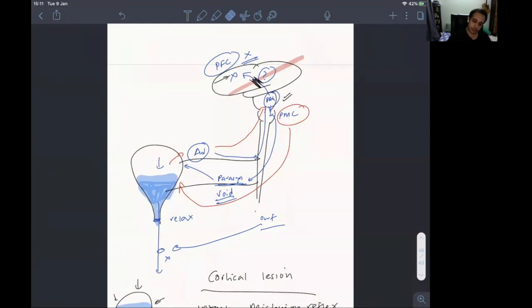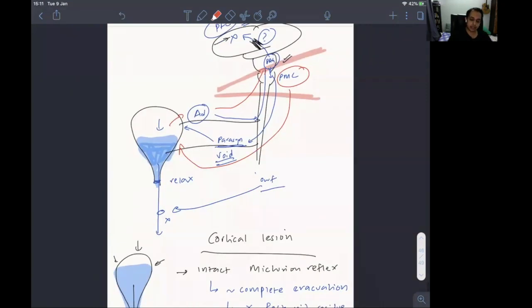Now, moving still further down, what if the lesion is at the pons? Now, the thing with a pontine lesion and an infrapontine lesion is that they both have the same effect. The effect being that now the pons is no longer in contact with your lumbosacral area.